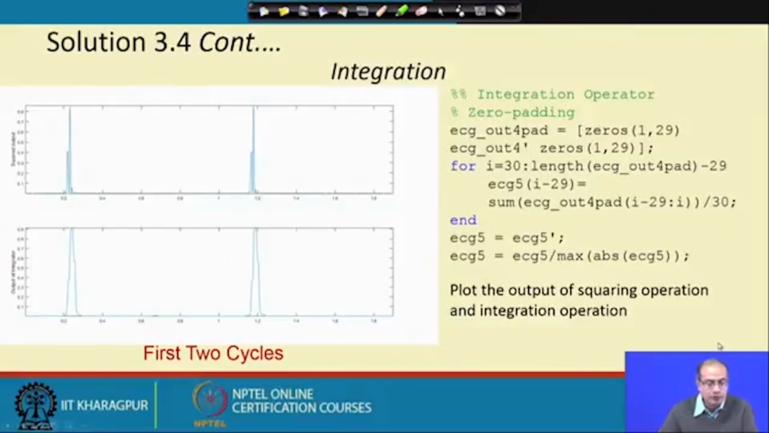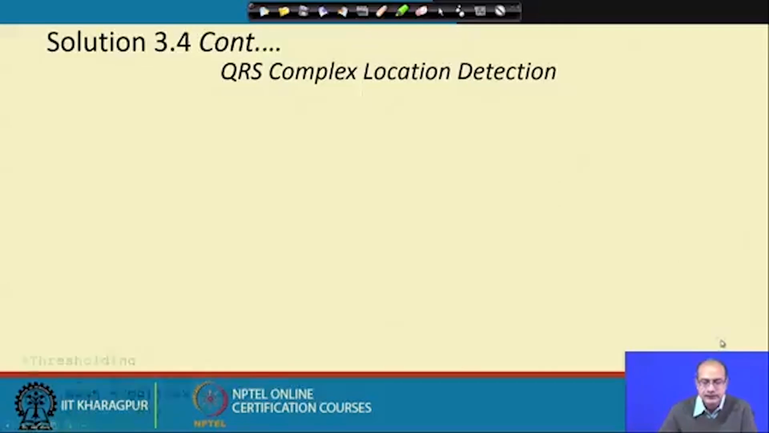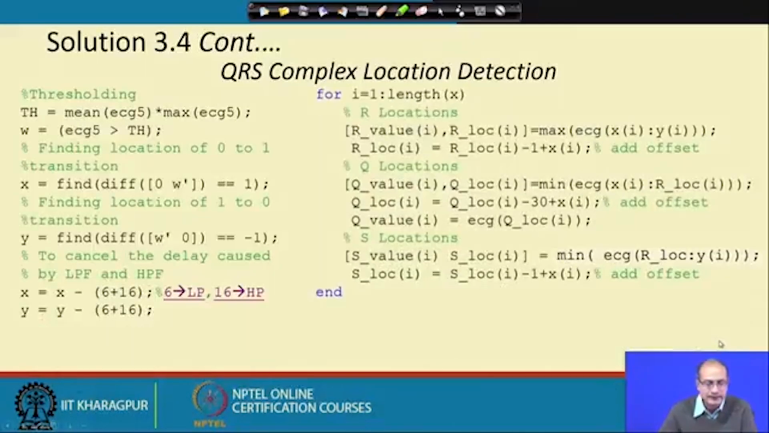And when we look at the first 2 cycles, we can see the jagged peaks more clearly, and that helps us see how they merge together after the integration. Next is the QRS complex localization.